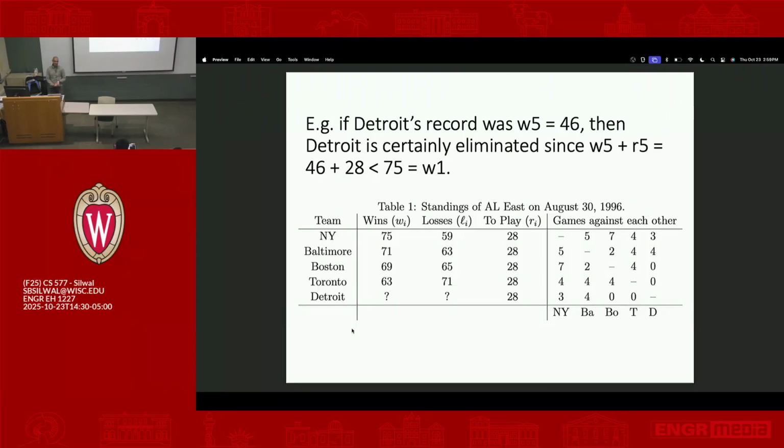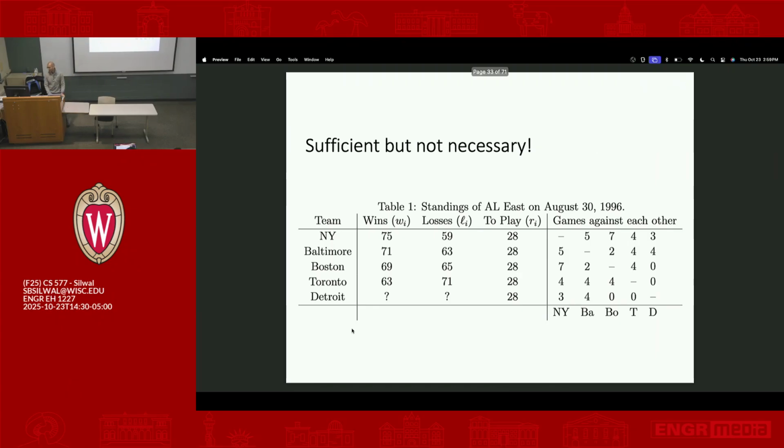Well, 46 is pretty easy because it only has 28 games left. So if I add 46 plus 28, that's 74. It's already less than 75. So if I tell you it only won 46 games so far, it can never be first place. Does that make sense? That's the same reasoning as before. This is, of course, a sufficient condition, but not necessary.